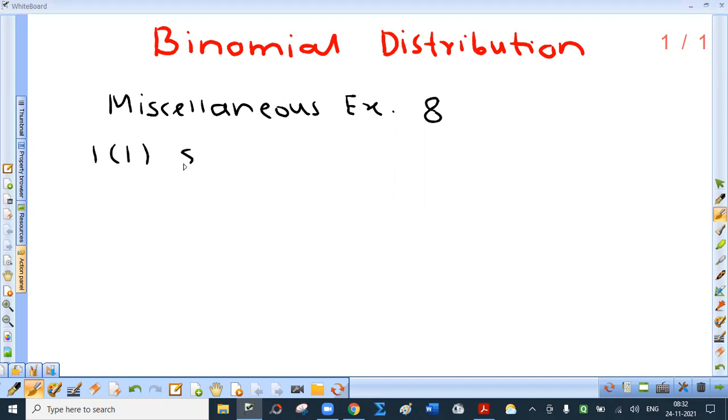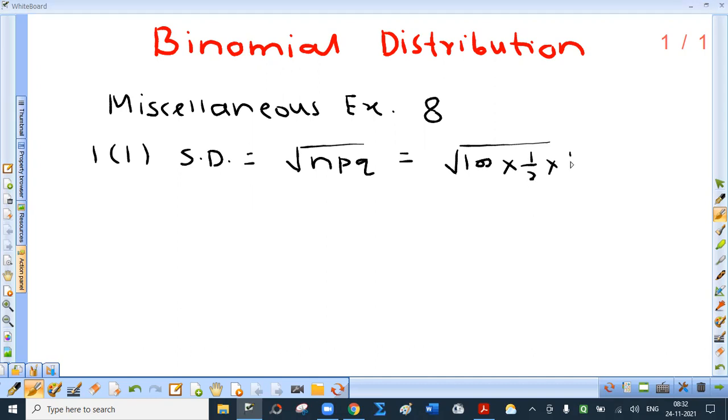Then standard deviation is, okay. What is standard deviation? Positive square root of variance, that is root NPQ. So 100, half, half. So it is 5. Correct option is B, Bombay.